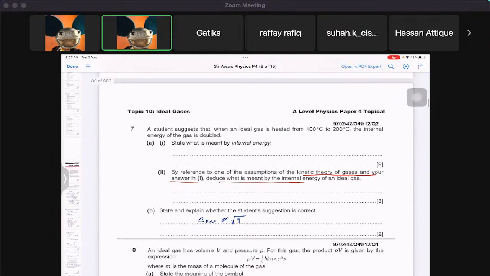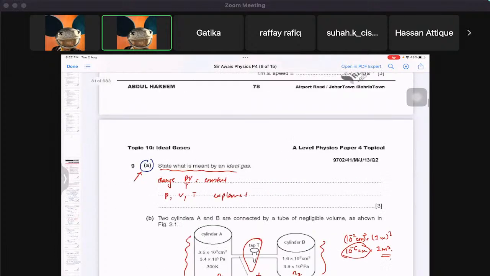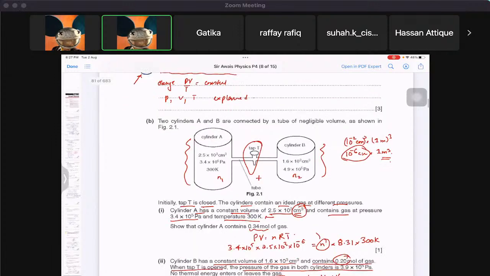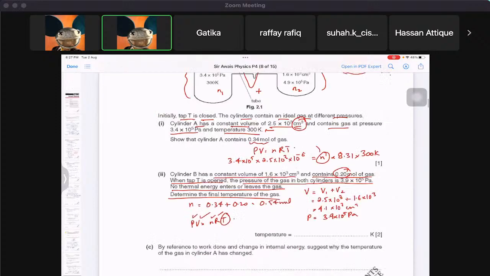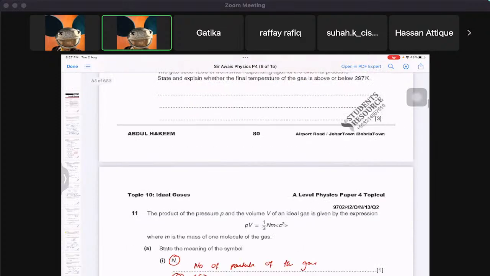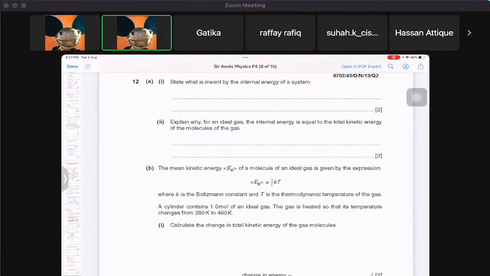Again, by reference to one of the assumptions of the kinetic model of gases, deduce what is meant by internal energy. So basically this is the collision one, that they're perfectly elastic. And state what is meant by a gas obeying PV equals nRT. I wrote an explanation for the other kids, but you need to write pressure, volume, and so on. Every time you open papers, out of 5 questions, 3 questions will ask you this. So you should always remember this, okay? That's how important this is. Anyway.